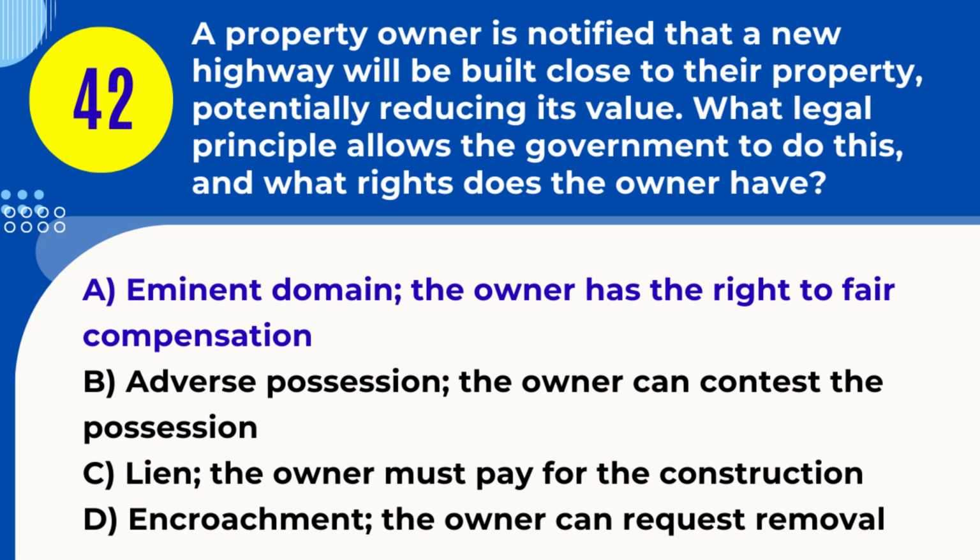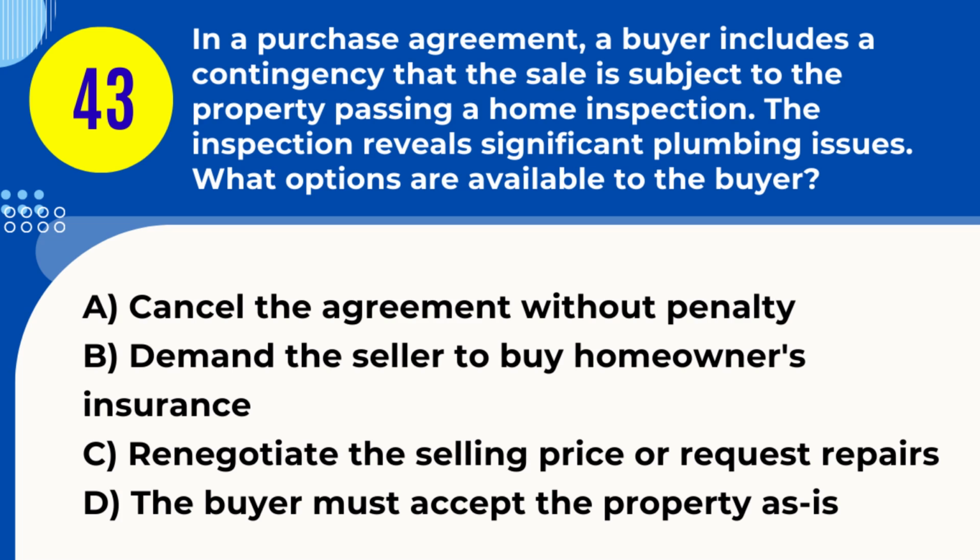Explanation. Eminent domain allows the government to take private property for public use, but the property owner is entitled to fair compensation. Question 43. In a purchase agreement, a buyer includes a contingency that the sale is subject to the property passing a home inspection. The inspection reveals significant plumbing issues. What options are available to the buyer?